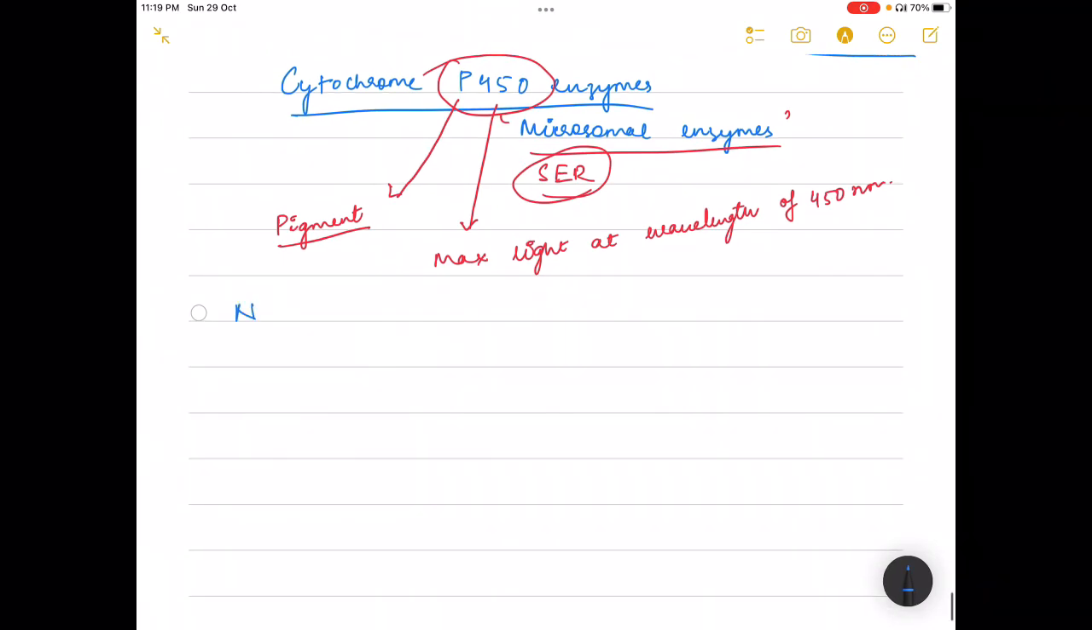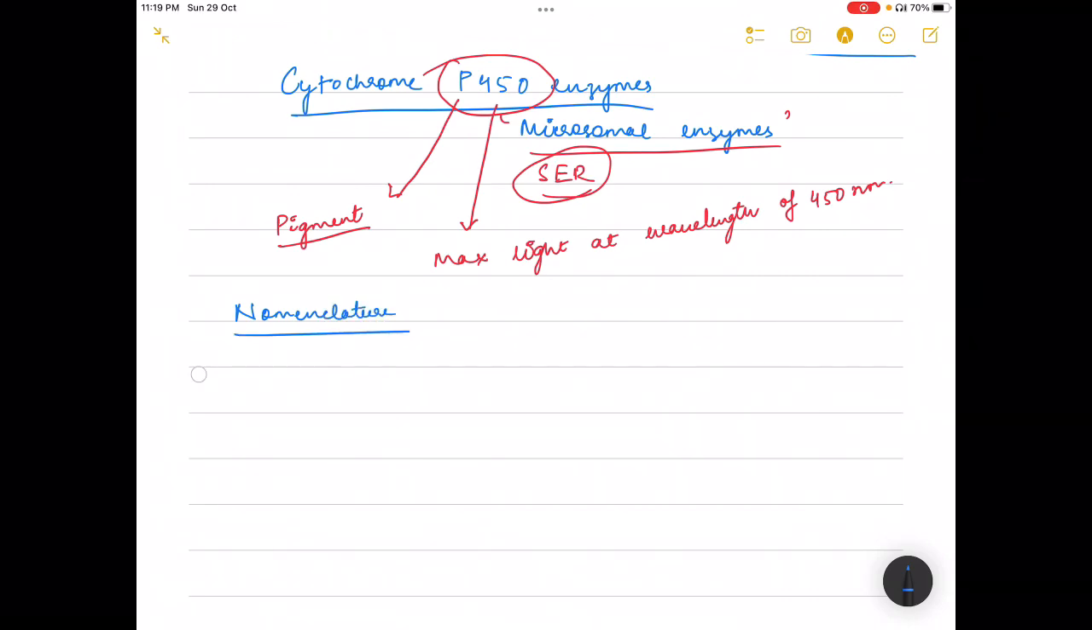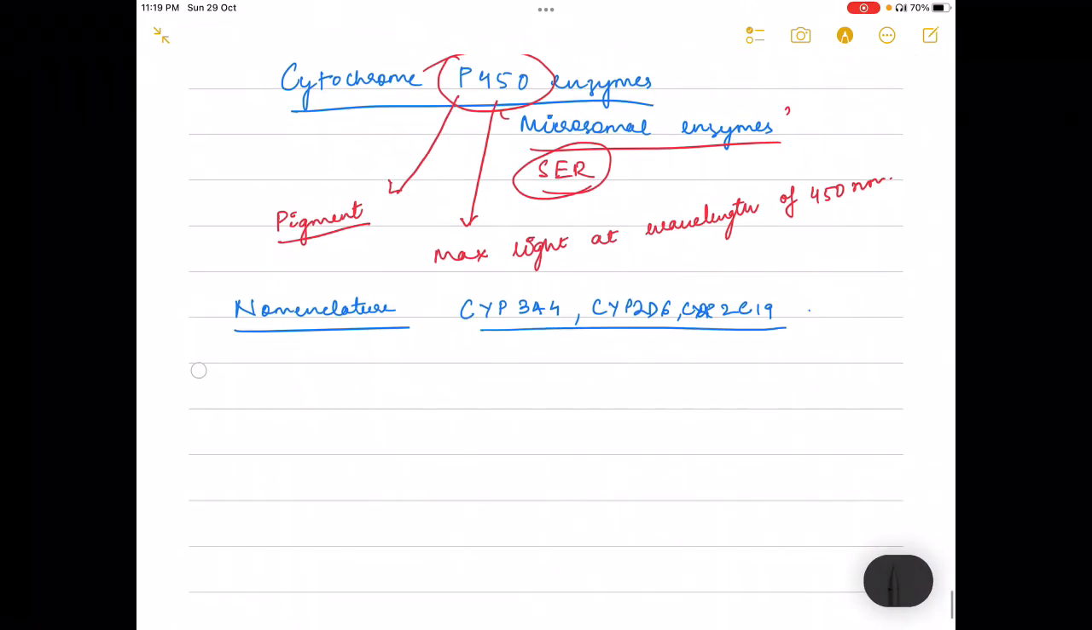Okay, so now coming to the nomenclature of this P450 enzymes. We know that there are various kinds of cytochrome enzymes, CYP enzymes. These are named as CYP3A4, CYP2D6, CYP2C19, and so on. Okay, so what do these things mean? So CYP means cytochrome.